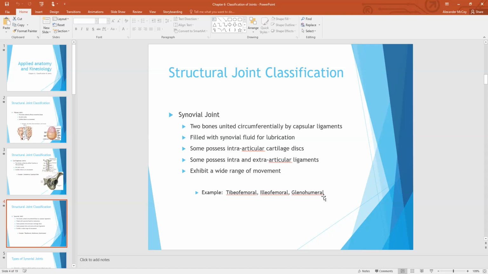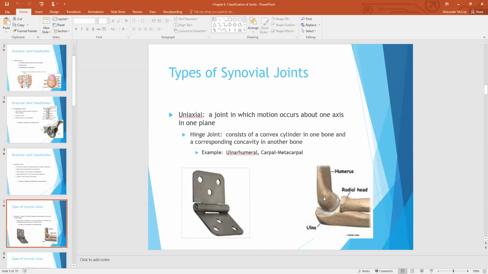Some possess cartilaginous discs. Some possess some intra or extra-articular ligaments, and you usually have a big range of movement, which makes sense, right? Think about your shoulder joint. You got a lot of movement there. Now, we had these three: fibrous, cartilaginous, and then synovial joint classifications, right? Well, now we're going to break down synovial joints into a few subtypes, okay?